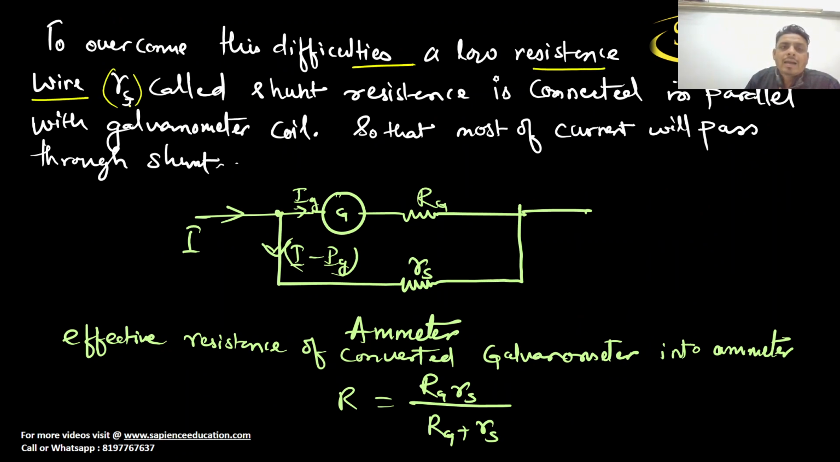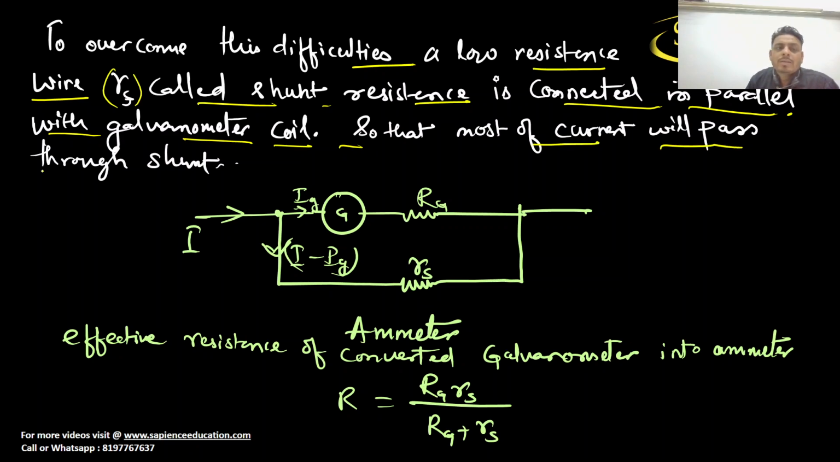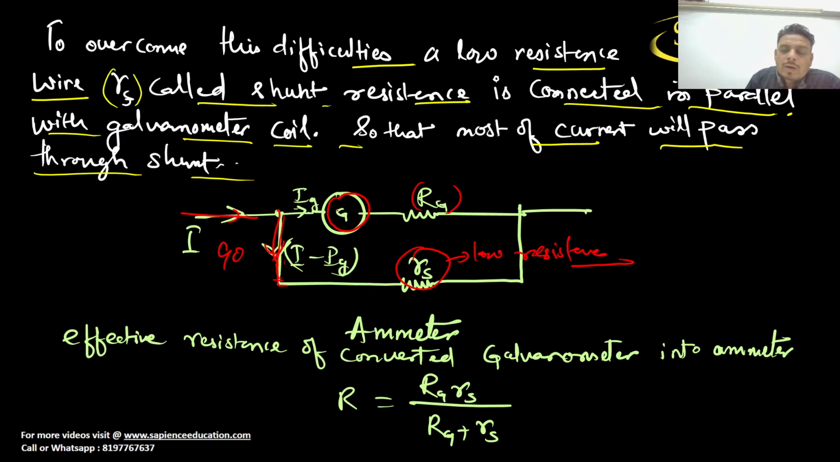A low resistance wire Rs, called shunt resistance, is connected in parallel with the galvanometer coil so that most of the current will pass through the shunt. So what are we actually doing? Let us see. A current is going like this, and we have connected the galvanometer with the resistance Rg. Now I will connect a low resistance in parallel. If there is a low resistance, most of the current, about 90%, will pass through this. So there will be no impact on the galvanometer. No reduction in the current will happen.